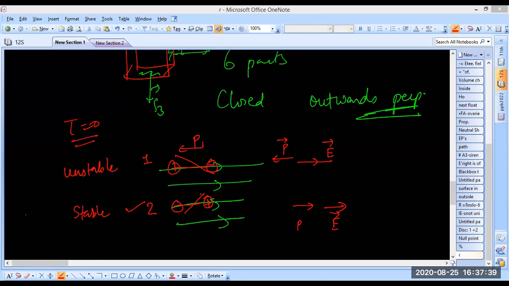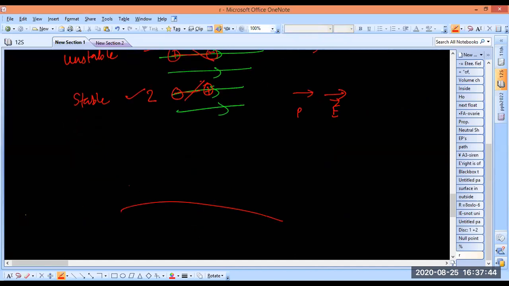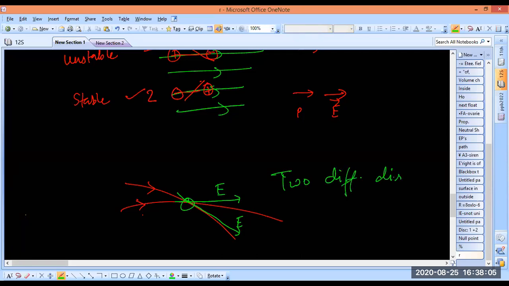Why do two field lines never cross each other? Okay, Raj, I think we have answered this in theory, so I'll just do it very fast. Suppose two field lines cross each other like this. Then at this point of intersection, you can draw two tangents, one like this, one like this, right? But tangent direction indicates direction of electric field. So at one point, electric field cannot be in two different directions, right? This is impossible. At one point P, electric field cannot be in two different directions. So that's why they will never intersect. Okay.